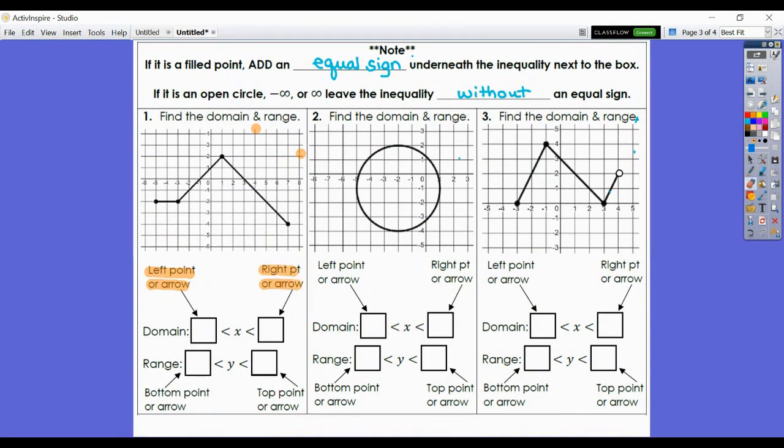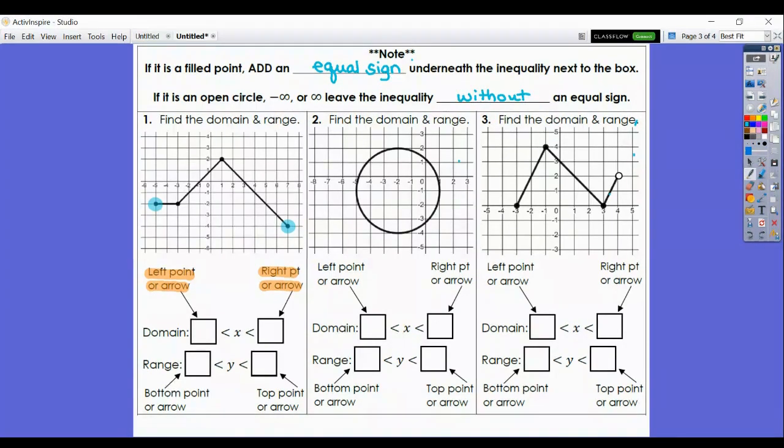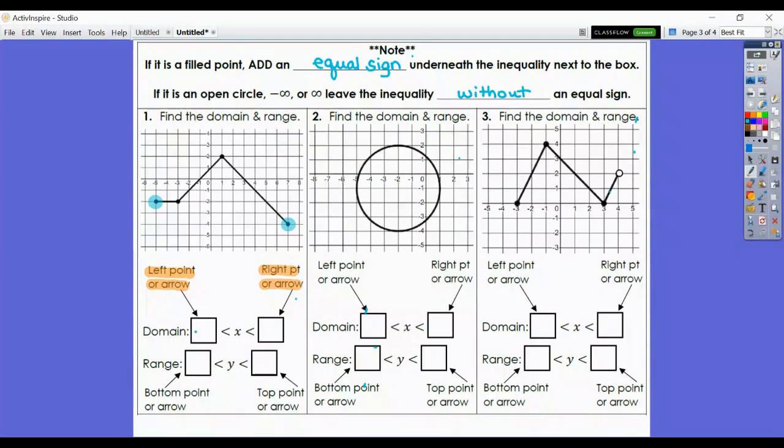Well, let's go ahead and highlight the furthest thing left here. Hopefully you agree that it is going to be this point over here. That's the furthest thing left. And then I'm going to highlight the furthest thing right and fill in my boxes. So the furthest thing left is this point at -5, -2. But I only want the x value of that point, so I'm going to just fill in -5.